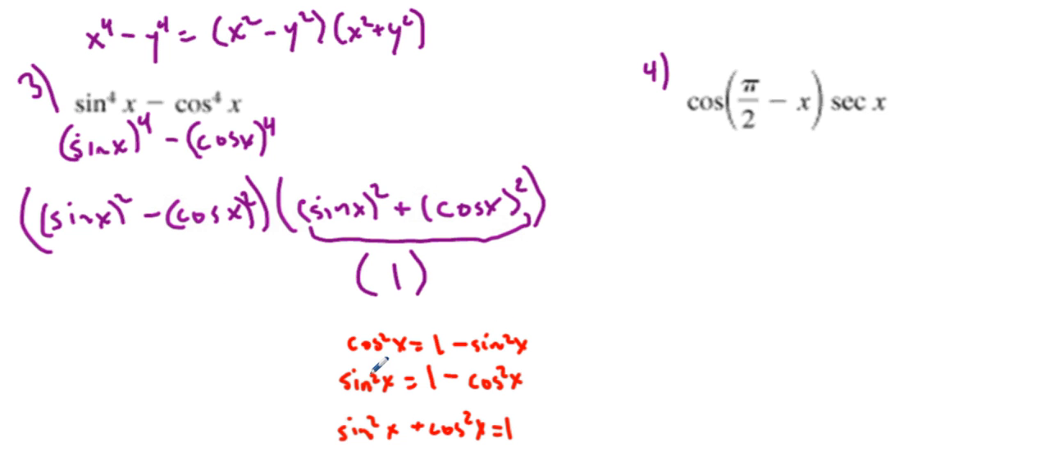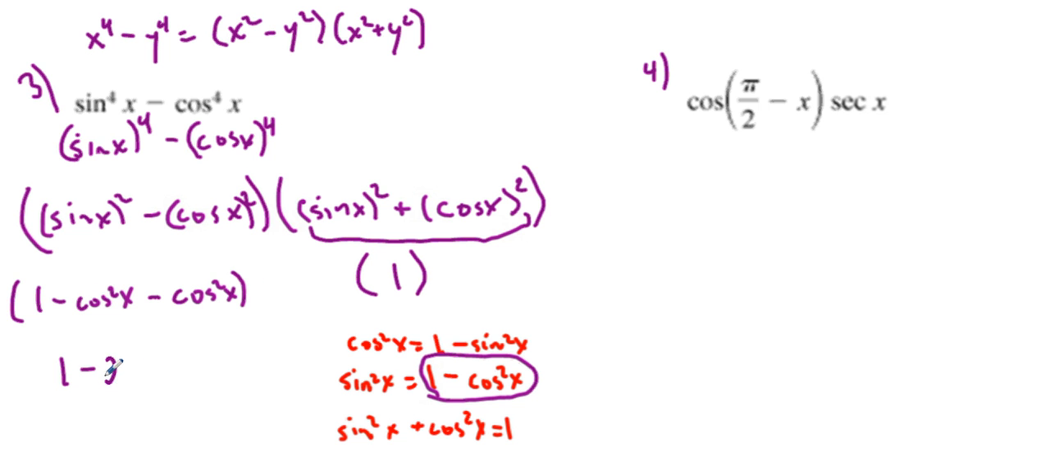Now I'm going to plug one of these in. I'm going to take the sine because that's positive, so I have to carry the negative through. I'm going to take this portion and plug that in for sine. So what I have now is 1 minus cosine squared of x, which replaces sine squared of x, and I have minus cosine squared of x. Now we have a negative and a negative, so we can write it as 1 minus 2 cosine squared of x. That, my friends, is our simplified answer.